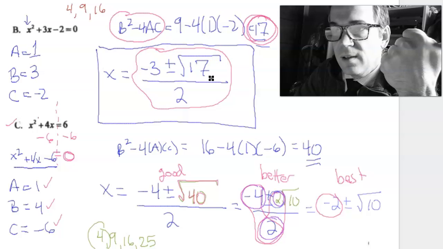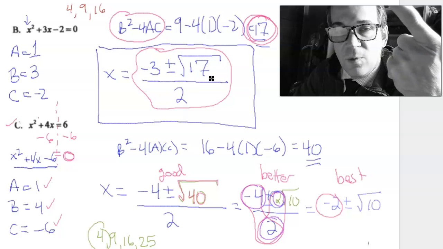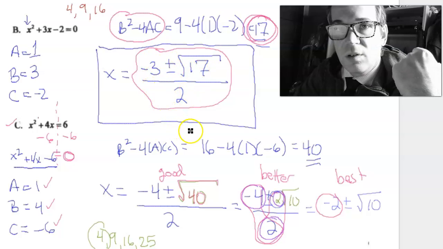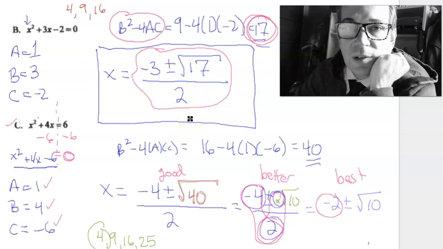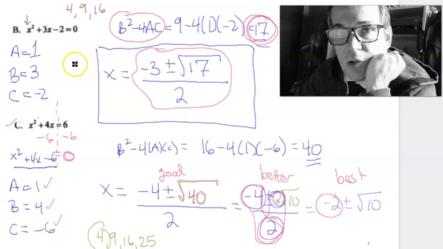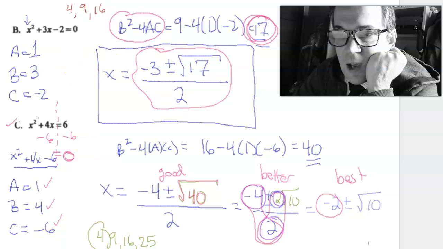Identify a, b, and c, figure out the value of b squared minus 4ac, and then put all the stuff into the expression. It doesn't feel like you're solving an equation, but you are. This answer, if I could figure out the decimal approximation of this and plug it into here, it would make this equation true.